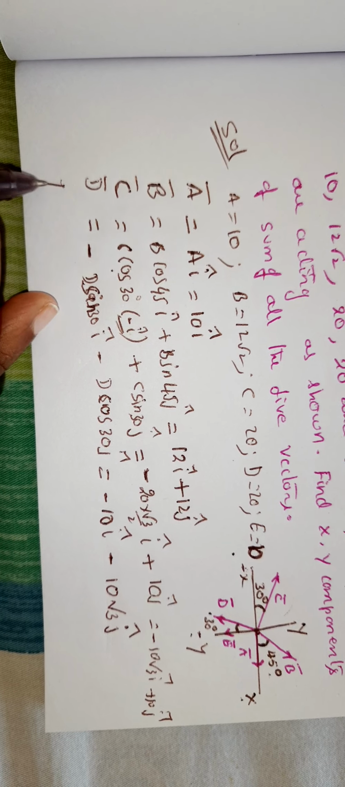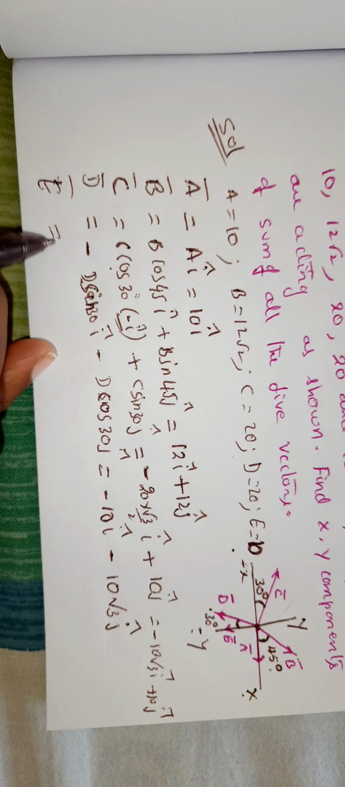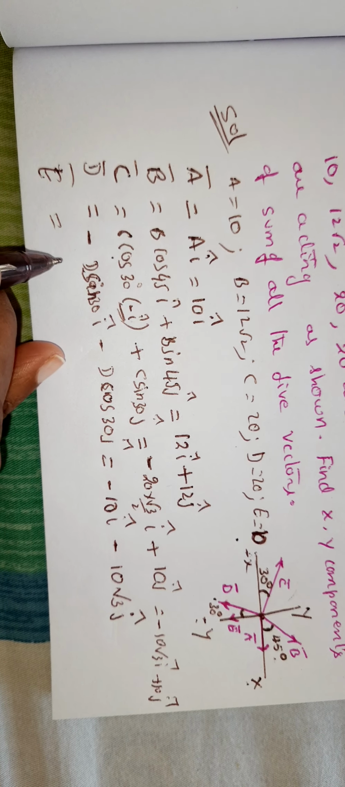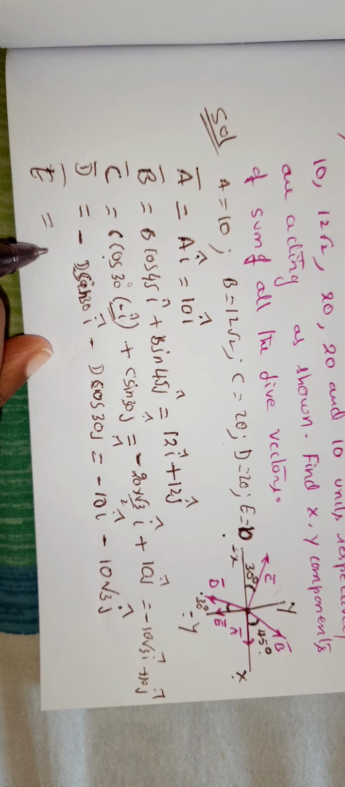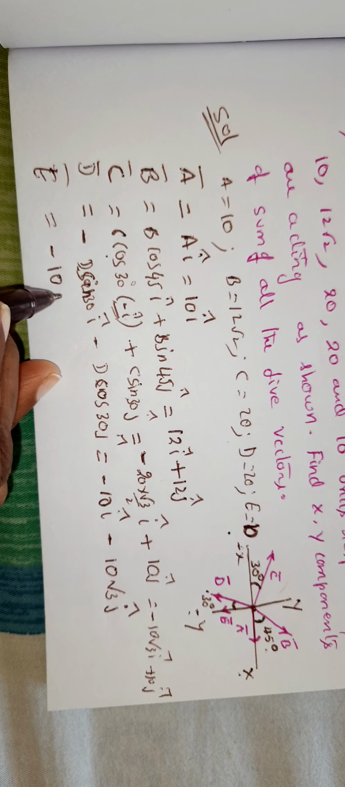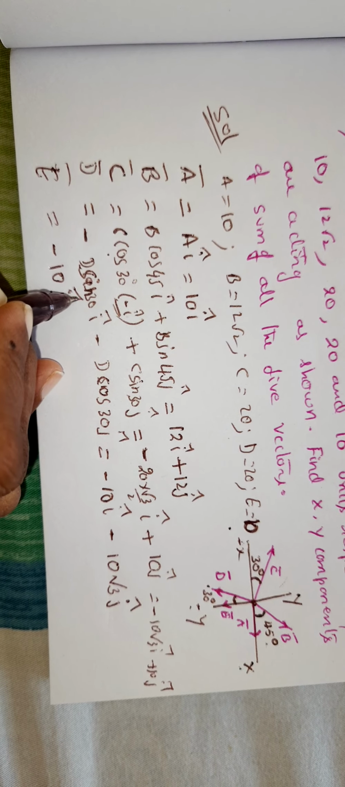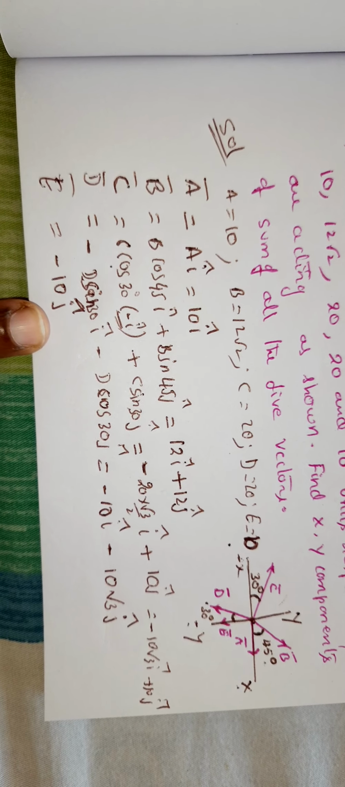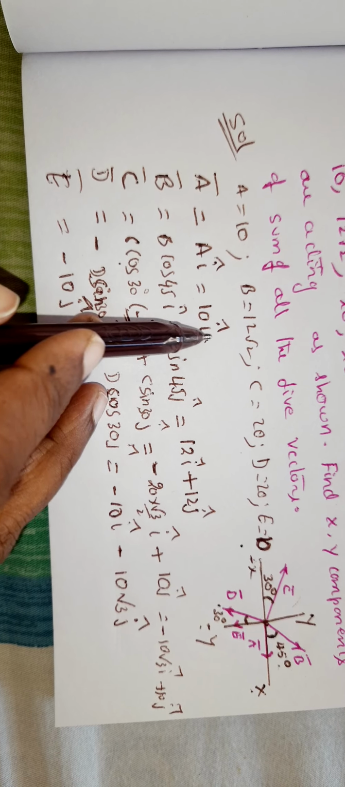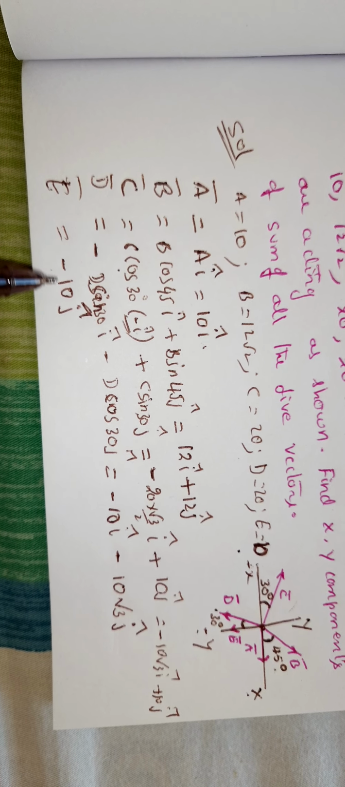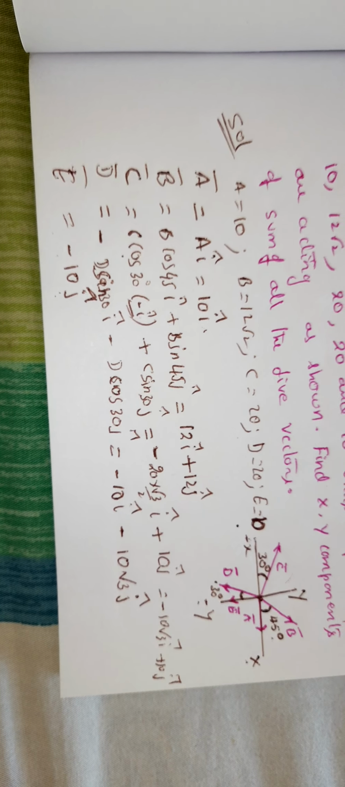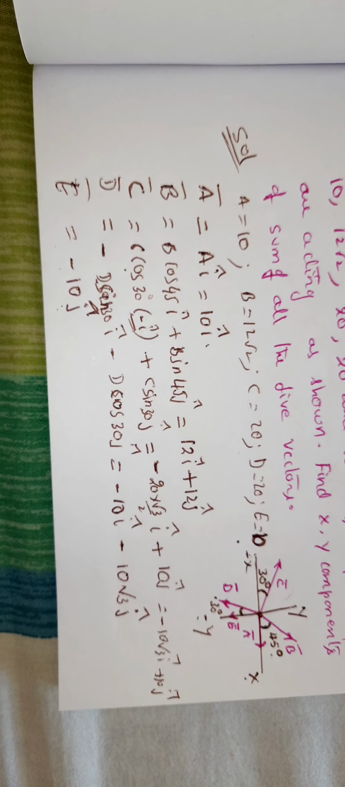Now coming on to E bar. How is E bar? E bar is along negative y axis. So this is minus 10 j cap. So A is along positive x, so you got plus 10 i cap. E is along negative y axis, you got it as minus 10 j cap. So now we got all our vectors.